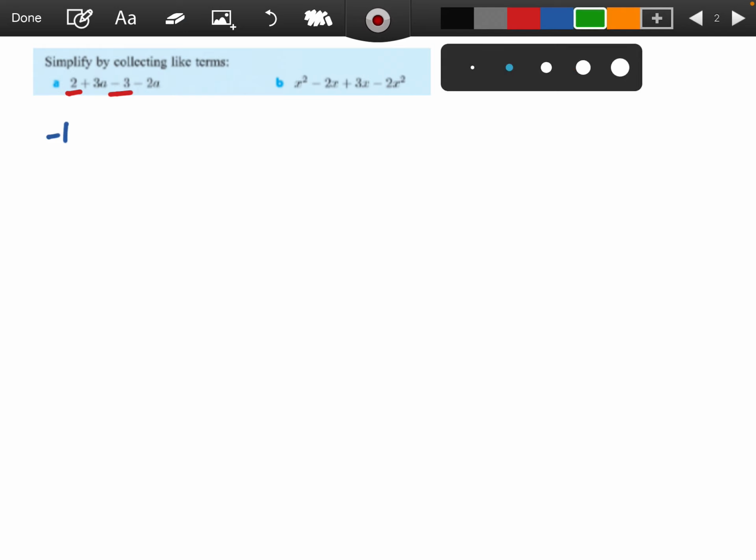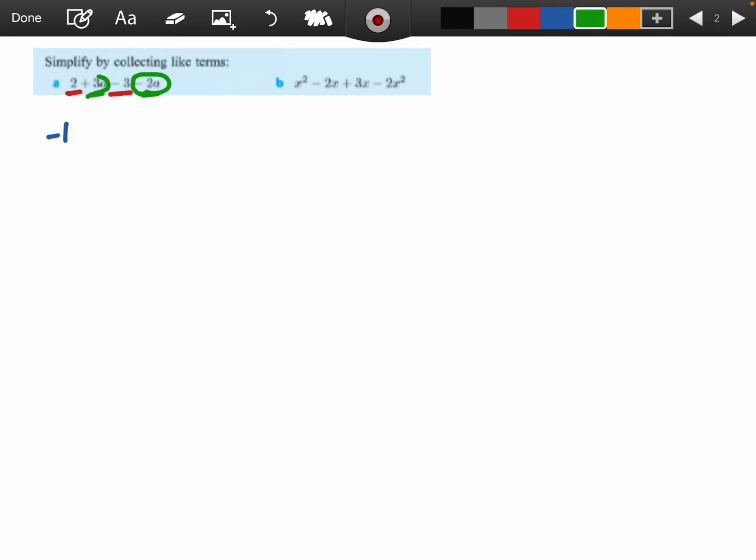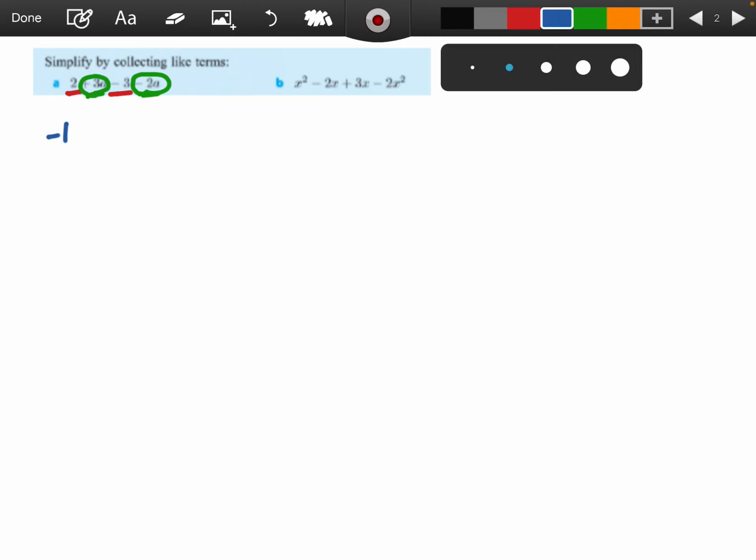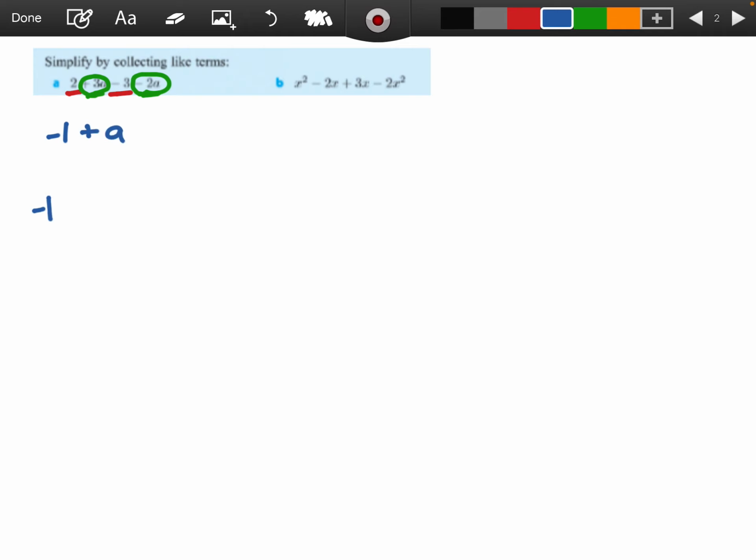And then use a different color. We have 3a minus 2a. So again, remembering that the symbol goes with the term, we have positive 3a minus 2a. So 3 minus 2 gives us 1. When we have a coefficient of 1, we don't need to write the coefficient of 1. We can just write plus a. If you were to write -1 plus 1a, it's not wrong. It's just a more accepted way of writing it to not write the coefficient of 1.